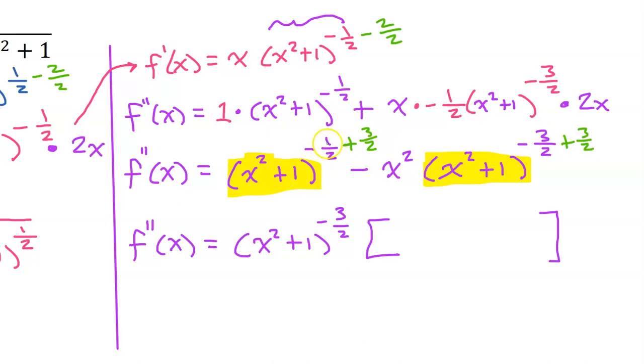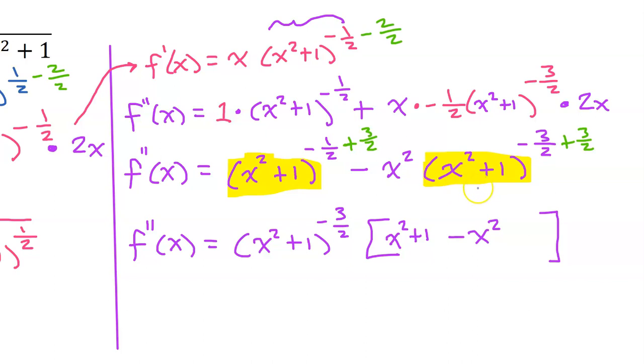So negative 1/2 plus 3/2 is 2/2, which is really just 1. So that's why we're just going to have x squared plus 1. This is like x squared plus 1 to the 1 power, but we don't need to write the 1. Moving on to this term, you see the minus x squared, so I'm bringing that down. This factor is completely gone.